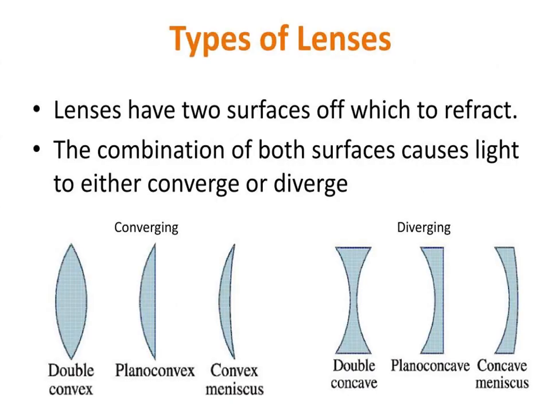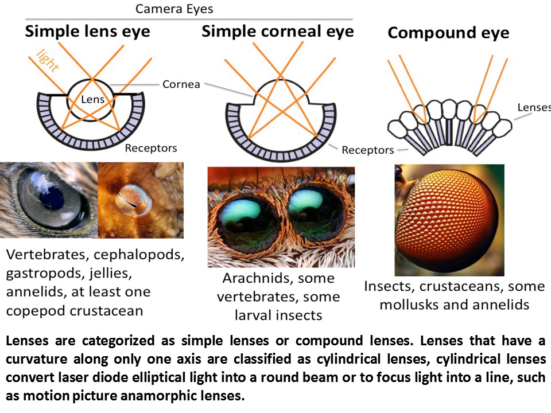Types of lenses. Lenses are categorized as simple lenses or compound lenses. Lenses that have a curvature along only one axis are classified as cylindrical lenses. Cylindrical lenses convert laser diode elliptical light into a round beam or to focus light into a line, such as motion picture anamorphic lenses.